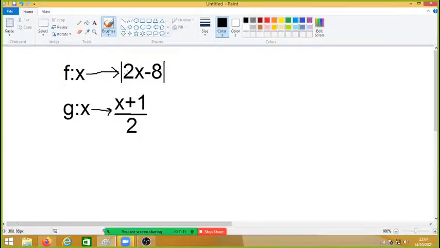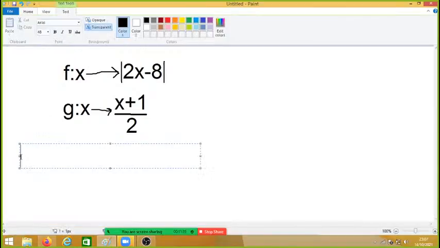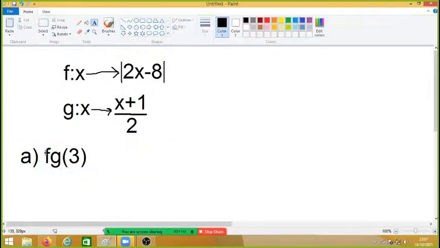So far, no maths really that's new. It's just the way we're writing it. It's the same maths as before. The first function is 2x minus 8 with modulus around it, the other function is x plus 1 over 2. We're calling the first function f, and the second function g. We're just writing it in a bit of a different way. So now the good thing is the question is written as you're normally used to it. So it's work out fg of 3.